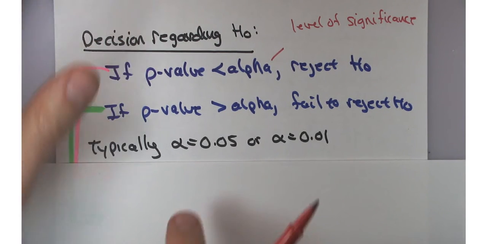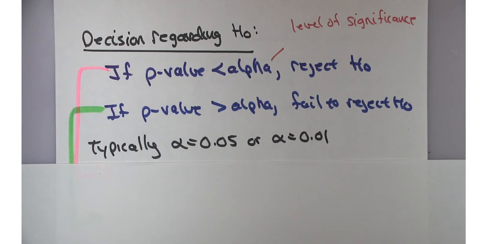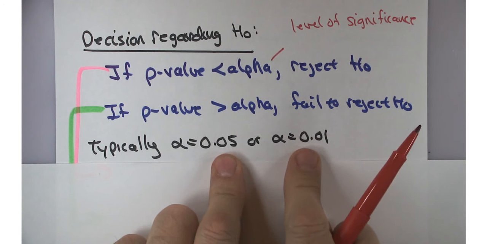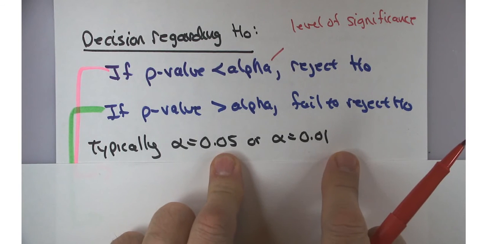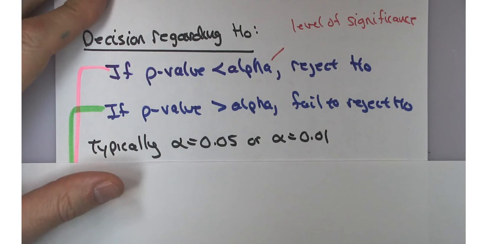Typically, your value of alpha is 0.05 or 0.01. Those values are going to be given to you. You're not going to have to just decide, well, what should alpha be? That's going to be something given to you. Those are your typical ones. Occasionally, you'll see things like 0.1, but I don't think that's really that great of an idea.